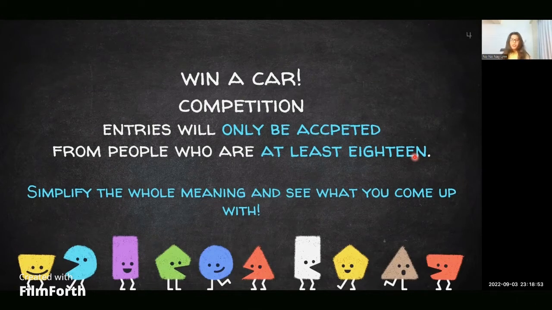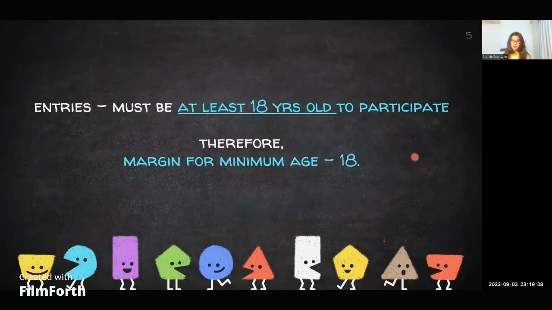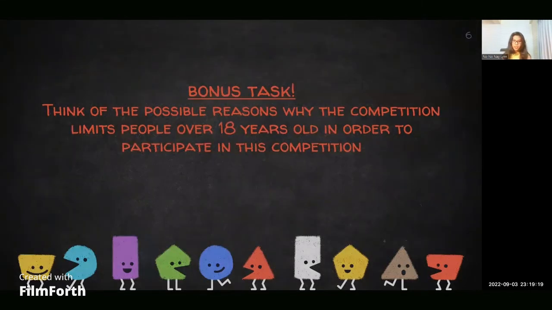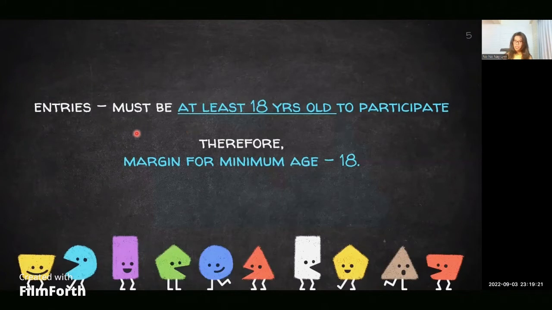That's how it works. Another thing is we need to think a little bit more about why these potential competitors should be at least 18. So it's a little bonus task. Think of the possible reasons why the competition limits participation to people over 18 years old. We will look at that later. So this one is our simplification. This is an example of the simplification.